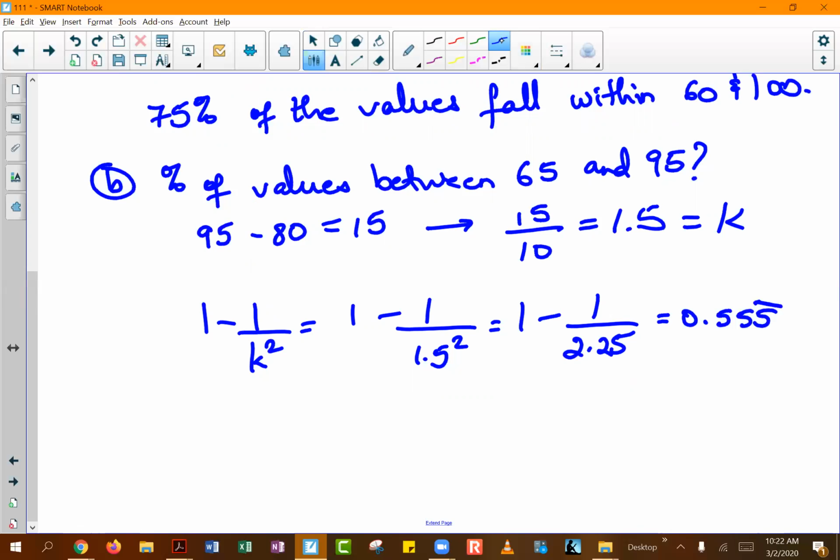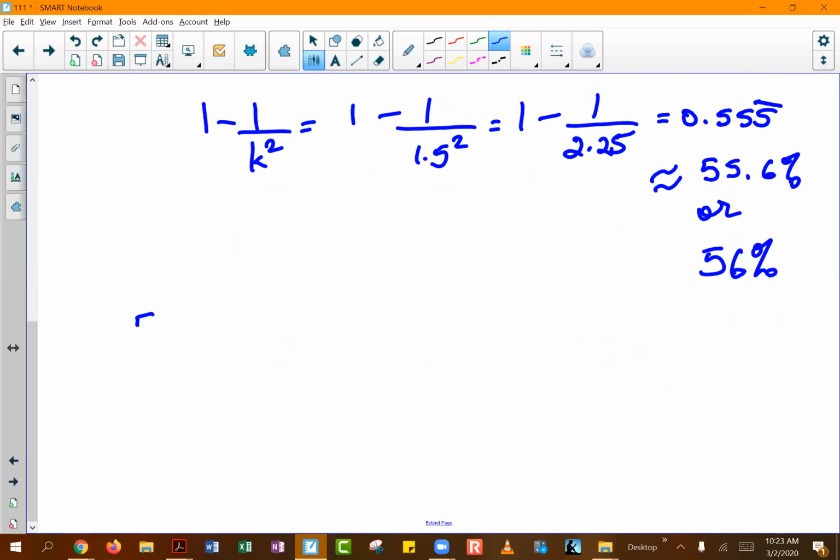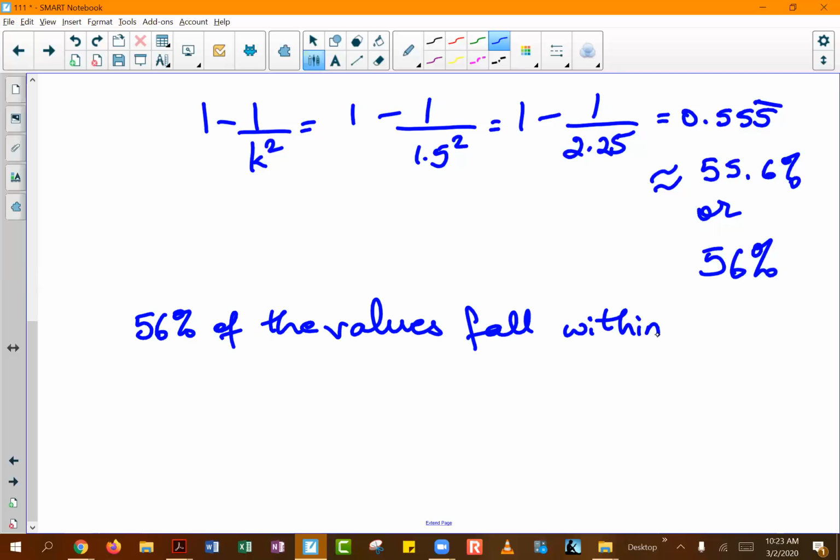Okay, so as a percent, what does that come out to be? 55.6 or 56%, if we're keeping it to whole numbers. So like I said, since you were at 1.5 standard deviations from the mean, the percentage should have been less than 75%, and of course, that verifies with that 56% approximate calculation. So again, we would say 56% of the values fall within, what was that, 65 and 95?